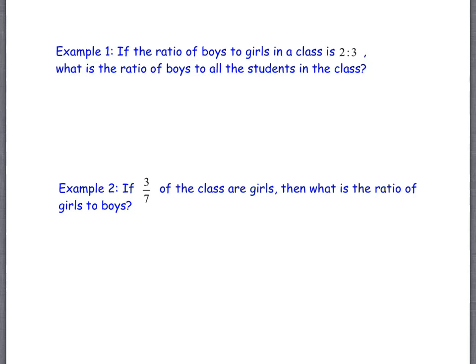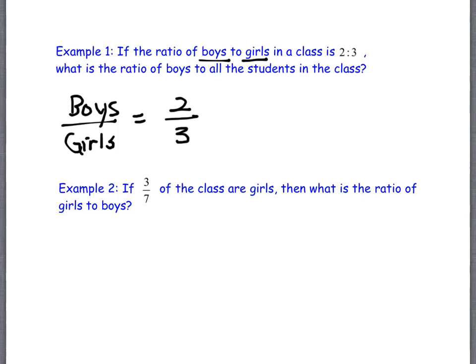So let's start there, Ashley. Is it part to part or part to whole to start with? I think it's part to part to start with because it says the ratio of boys to girls. So I'm going to write that down so that we're clear on this. Boys to girls. So the ratio of boys to girls is 2 to 3. What I want is a ratio of the boys to the class as a whole.